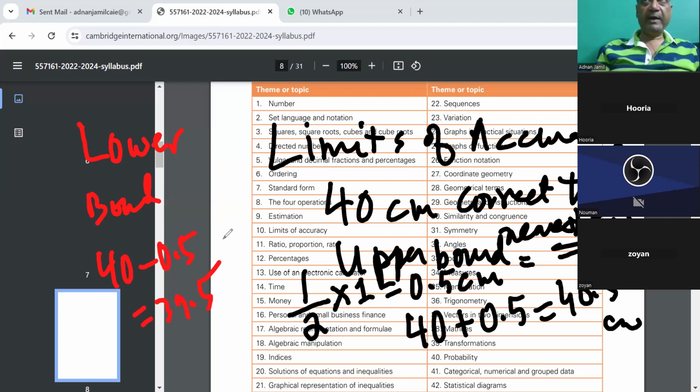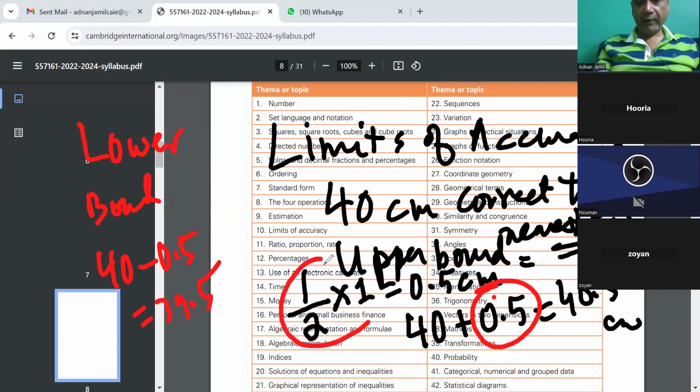In the upper bound, we add the adjustment. This is the adjustment which we do. And how have we obtained it? Half of the corrected value. It was given correct to the nearest centimeter. So half of the corrected value.